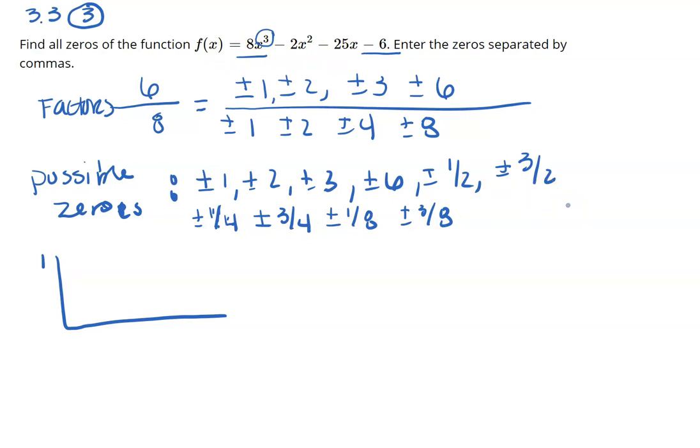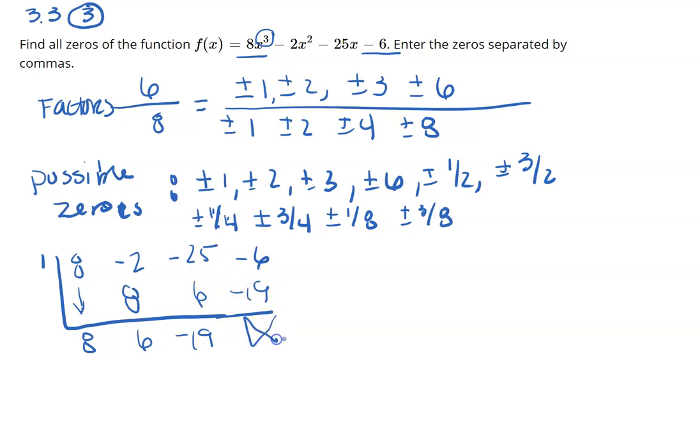So I'm just going to start with 1 and show you what that looks like. So it gives me 8, -2, -25, -6. Now do make sure you set up your synthetic division correctly. You don't want to be funneling through answers with the wrong setup. So I'm just adding and multiplying, adding, multiplying, and that did not give me 0, so 1 is not an answer. Let me go ahead and try 2.